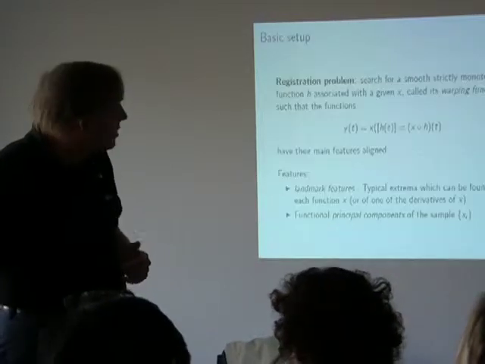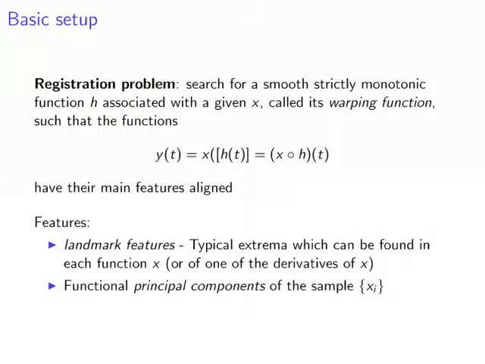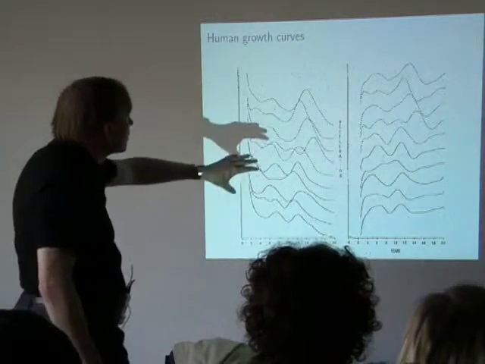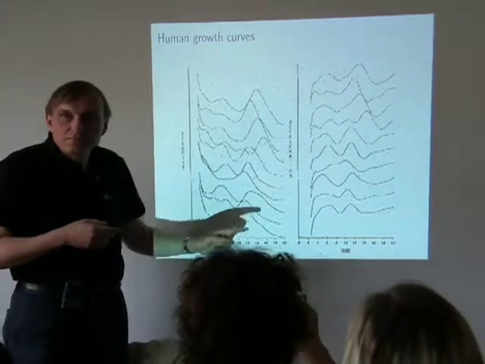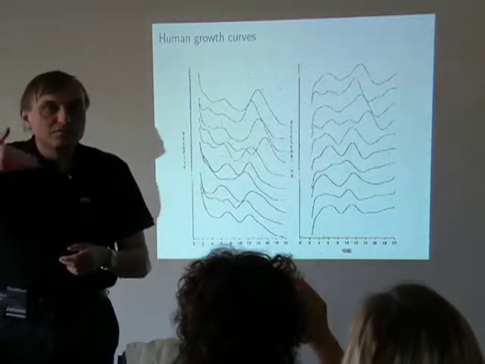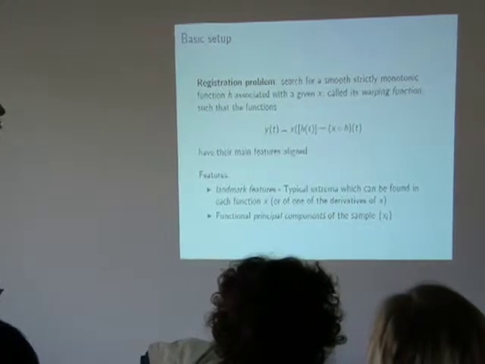Okay, and so the general problem is you search for a smooth, strictly monotonic transformation h associated with a given x, called the warping function, such that the functions after this warping, x of h of t, are all transformed onto the same scale. Here, for example, it transforms everybody in the growth velocity onto the same scale, so that puberty is at the same time. And you apply that to each curve, just to get rid of the scale difference. So that's the usual thing you try to do.